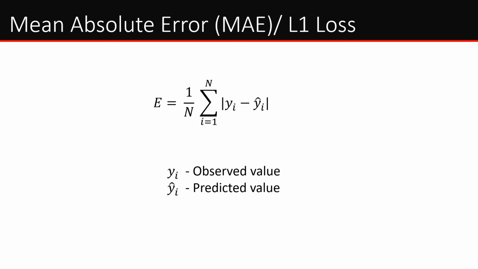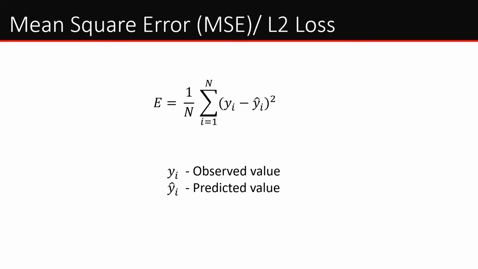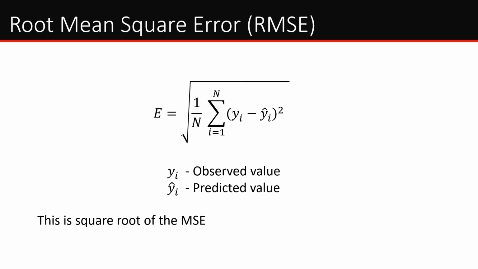Mean absolute error is the average difference between observed and predicted values across all data points. Mean absolute error is also called L1 loss function. Mean square error is defined as the average square difference between predicted and observed values across all data points. Because we are taking the square of the difference, this function results in a larger value than mean absolute error. Mean squared error is also called L2 loss. When we take the square root of the mean square error, it is called root mean square error or RMSE.